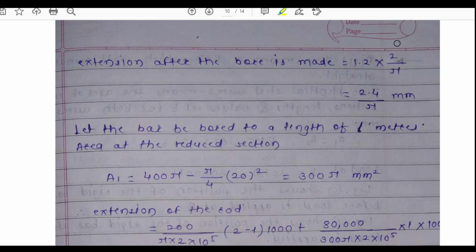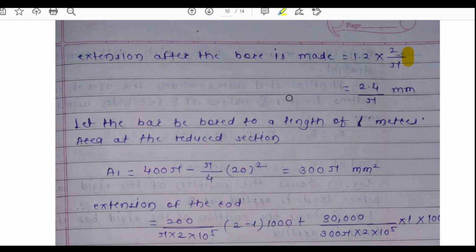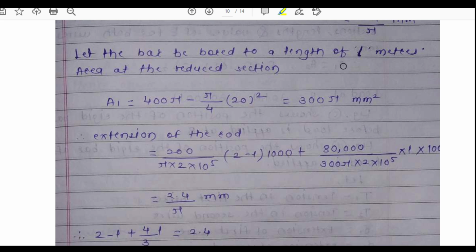Now the extension after the bore equals 1.2 into 2 by pi. How did I get this extension? Because they said the length increase should be 20%. The total increase in length is 2 by pi, which we have just found, delta L is 2 by pi. Now the increase should be 20% of that, so why did I take 1.2? Because 1 plus 0.2 equals 1.2, into 2 by pi. So the total extension after the bore is 2.4 divided by pi mm.